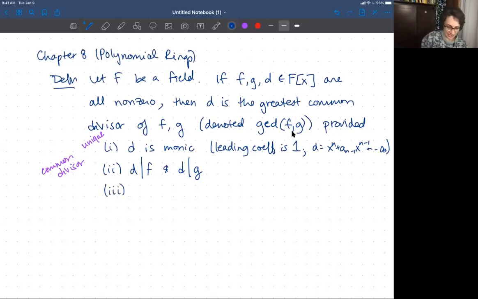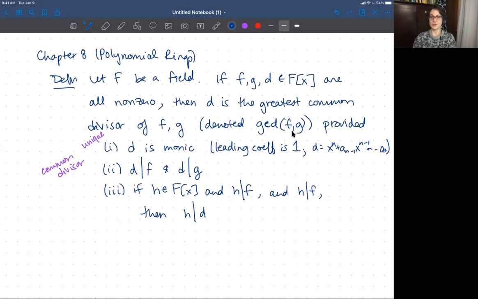we want to make sure that if h is in F[x] and h divides f and h divides g, so we have another common divisor, then h should also divide the greatest common divisor. So our greatest common divisor polynomial is big enough that any other divisor of f and g will also have to divide it. And so that is where we get the greatest piece.